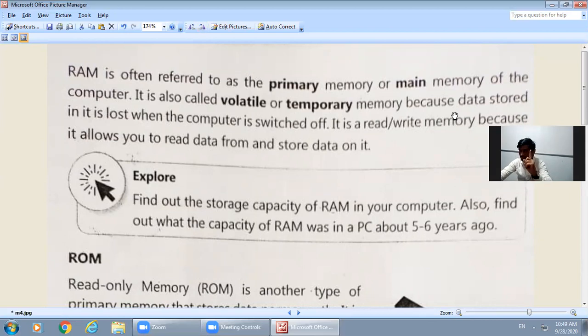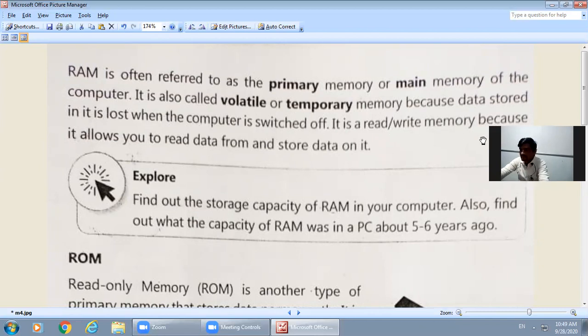So keep in your mind, RAM is called volatile or temporary memory because data stored in it is lost when the computer is switched off. क्यों इसे volatile और primary memory कहते हैं? क्योंकि if your computer is working, it is saved. If once your computer is switched off, then data will be erased. That's why it is called temporary memory.